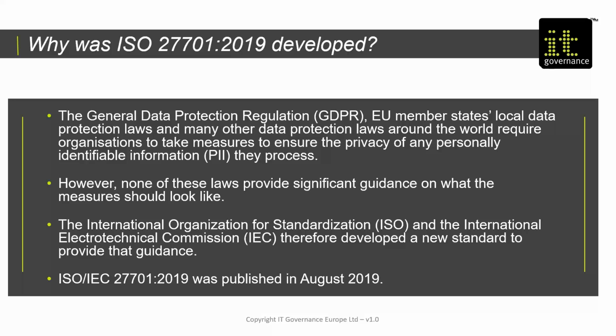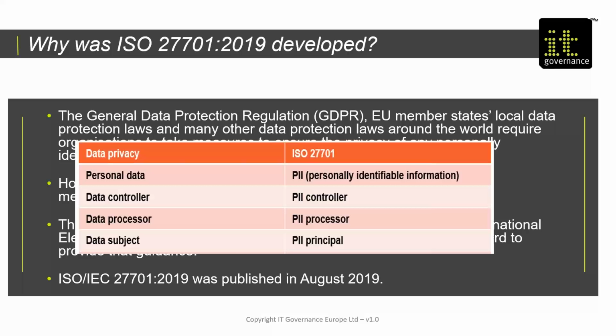The PIMS standard itself was published in August 2019, so it's still relatively new. There are some differences in terminology, which you can see here. So the PIMS standard refers to PI as opposed to personal data. What we would consider as processors and controllers under the GDPR are called PI controllers and PI processors under the PIMS standard. And not to be confused with the 6 data protection principles, a data subject is referred to as a PI principal. PI is a recognised term for processing personal data in the US. And remember, this PIMS standard is an international standard, so it needs to use terms recognised at an international level.